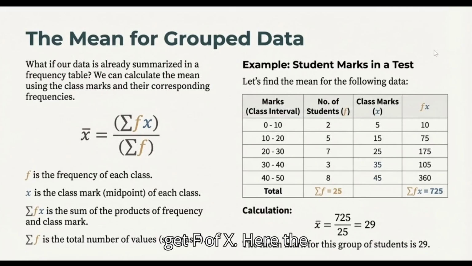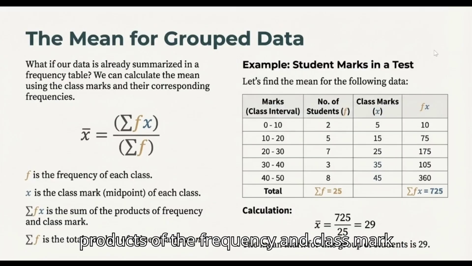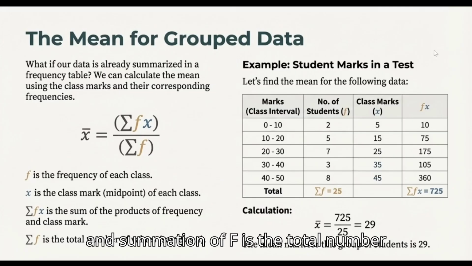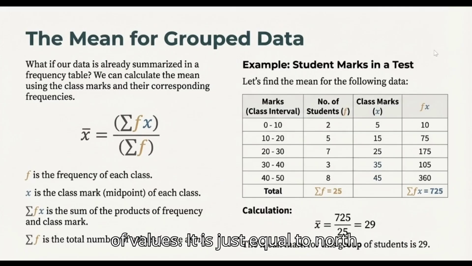Here, the mean for grouped data is summation of fx divided by summation of f, or n. f is the frequency of each class and x is the class mark or the midpoint of each class, while summation of fx is the sum of the products of the frequency and class mark. And summation of f is the total number of values. It is just equal to n.